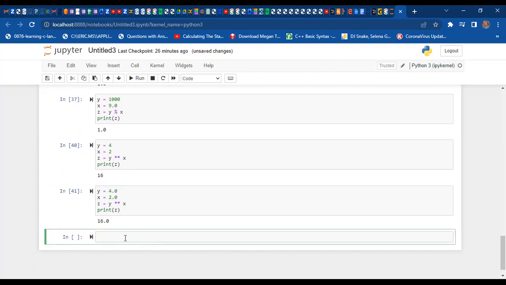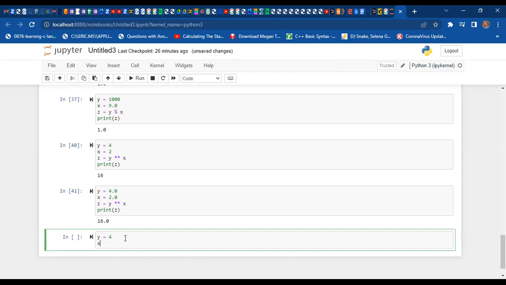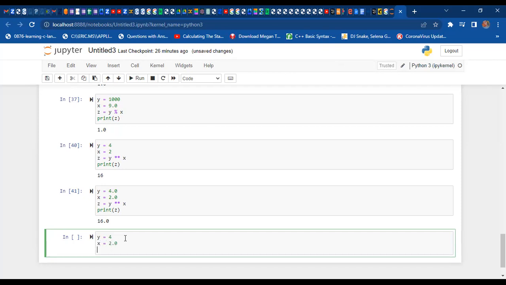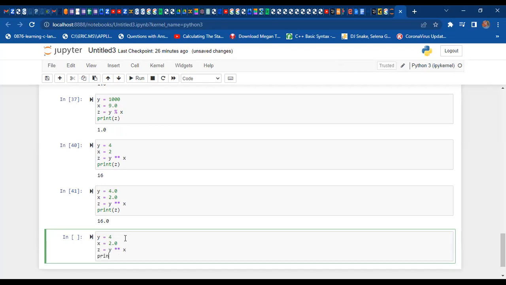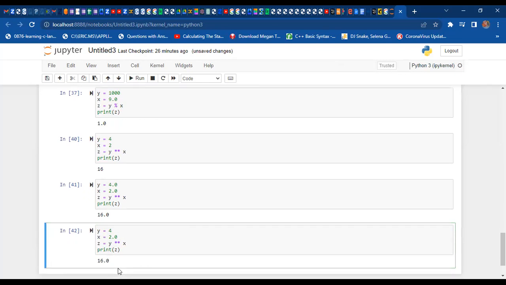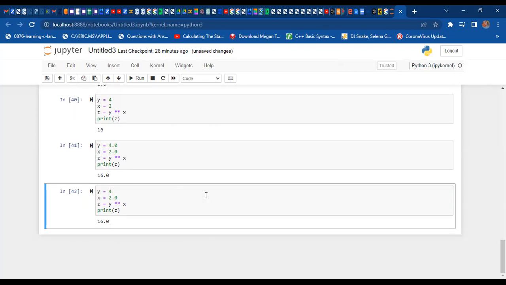So let us do an integer and a float. We see what we will get. y equals to 4. x is equals to 2.0. z is equals to y power x. Print z. Yes, it has given us a float.